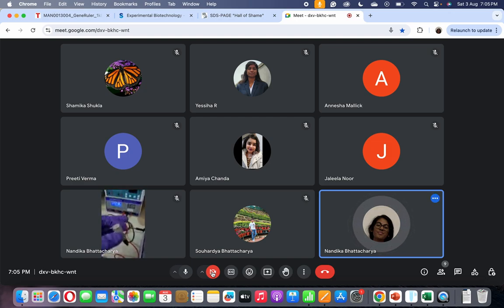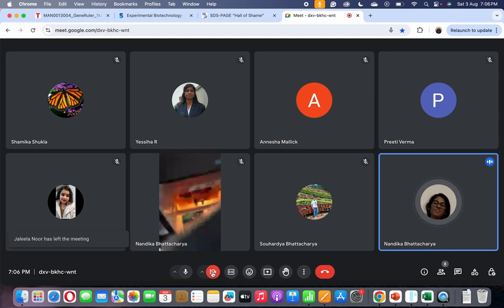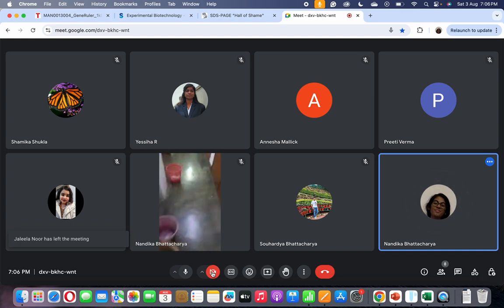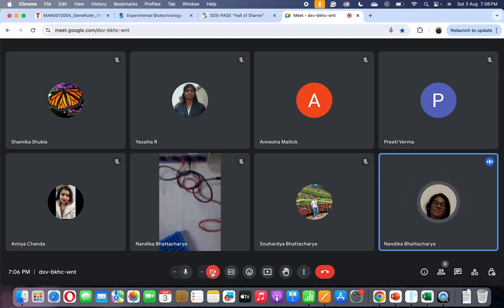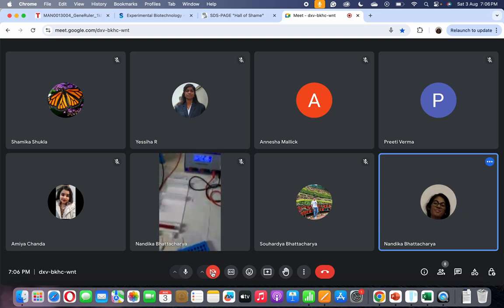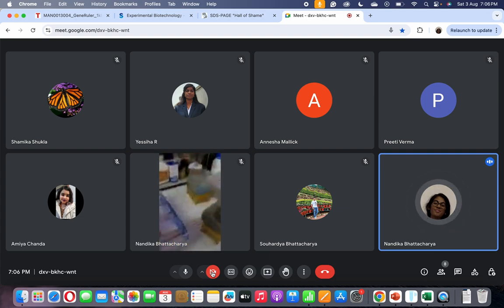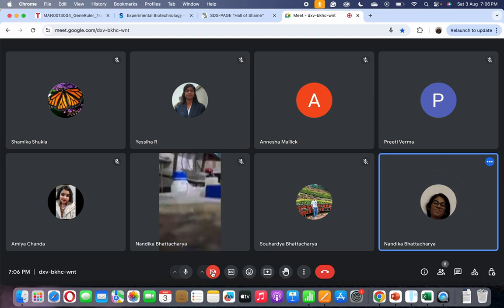In that time, I will keep the ladder back. Ladder is very important. You should keep track of it and take care of it. So I'm just keeping this ladder back. Its role is giving us a reference point. Otherwise, we can run the gel and see the nature of the DNA bands, but we won't be able to comment on the size. But the ladder has molecules of known size, so we can compare with the ladder and get an estimate of the size.